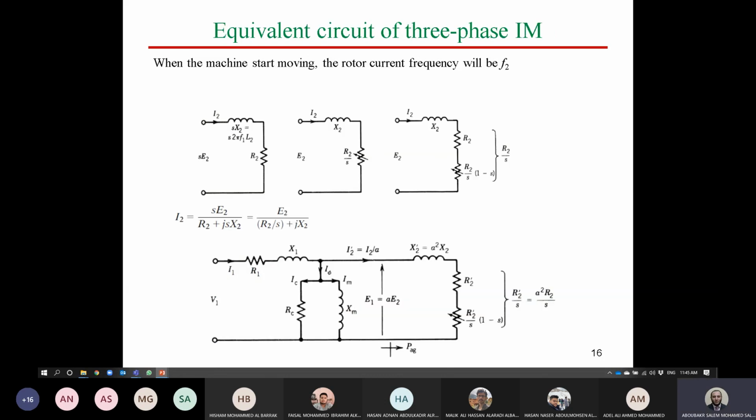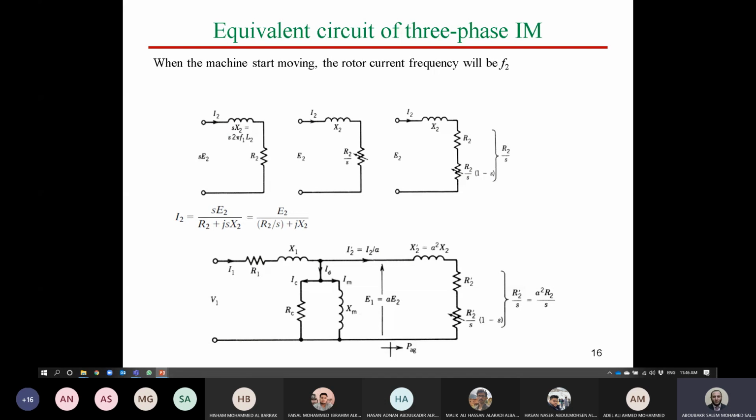For the rotor circuit, at standstill, you know the rotor is short circuit, so we have windings of R and X. However, take care, X is frequency dependent. So if there is no motion, it will be X. However, if the motor starts moving, it will be S multiplied by X. Right or wrong? Because X equals 2πfL.